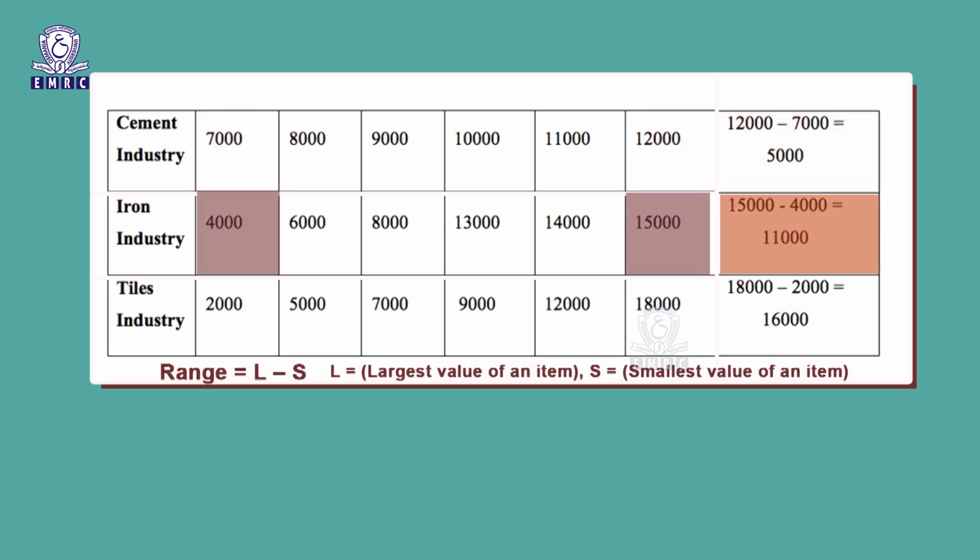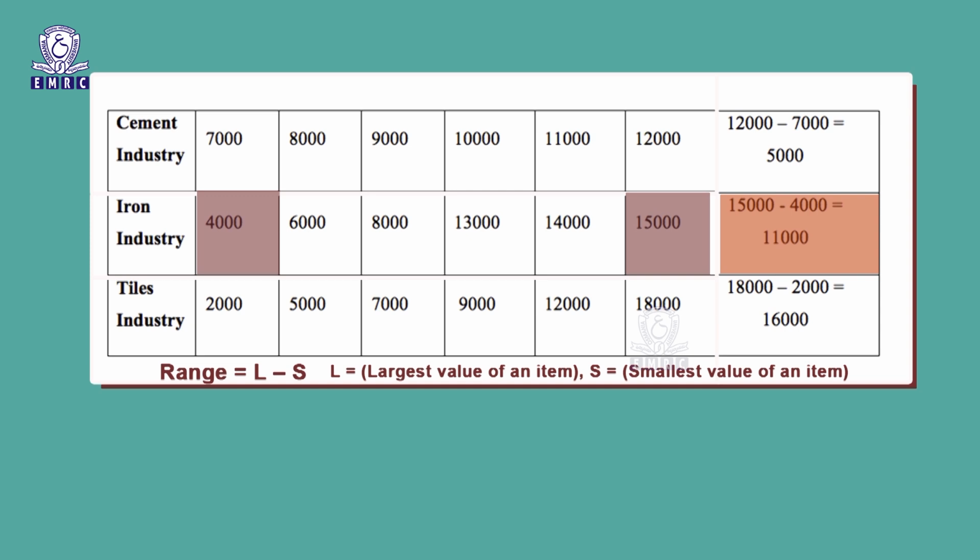If you see in the iron industry, the lowest salary is rupees 4,000 and highest salary is rupees 15,000 per month. The range in iron industry is equal to L minus S, that is 15,000 minus 4,000, which is equal to rupees 11,000 per month. So the range in the iron industry is 11,000.